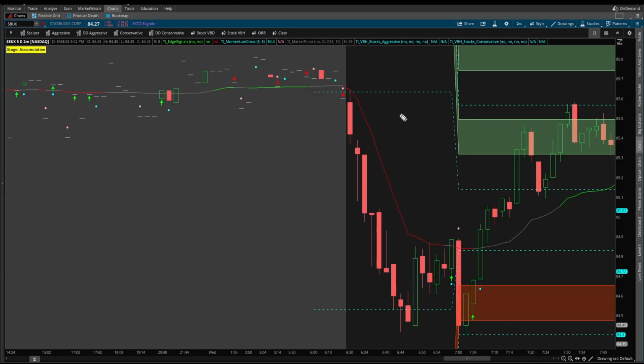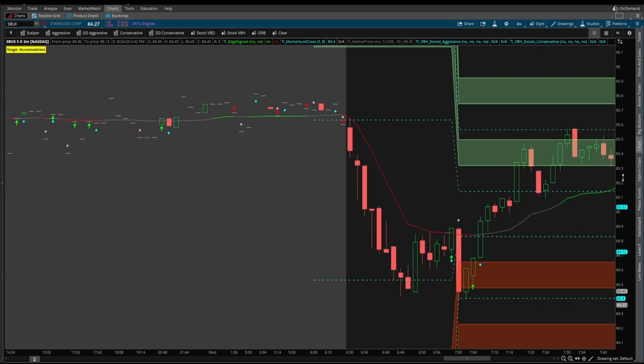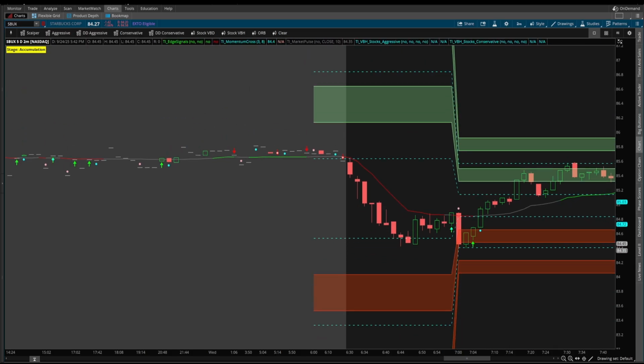Now, early in the morning, we had Starbucks sell off straight inside of our aggressive volatility box models. You see that right here when price action crosses these cyan entry lines. That's your first clue that, hey, there's going to be some volatility inside of Starbucks. At least you should expect that as the day continues.